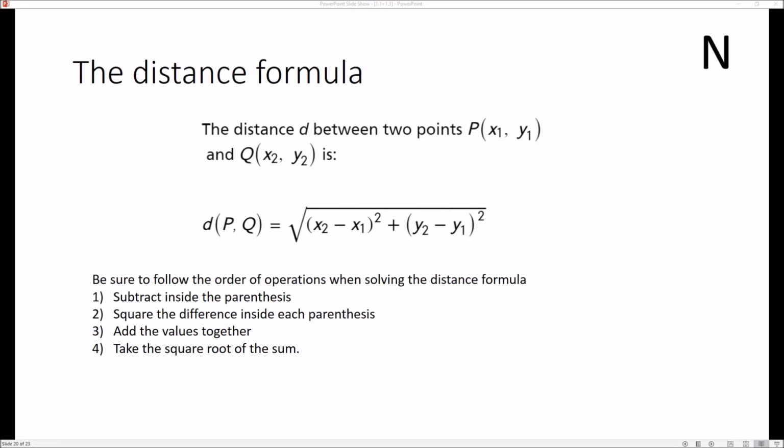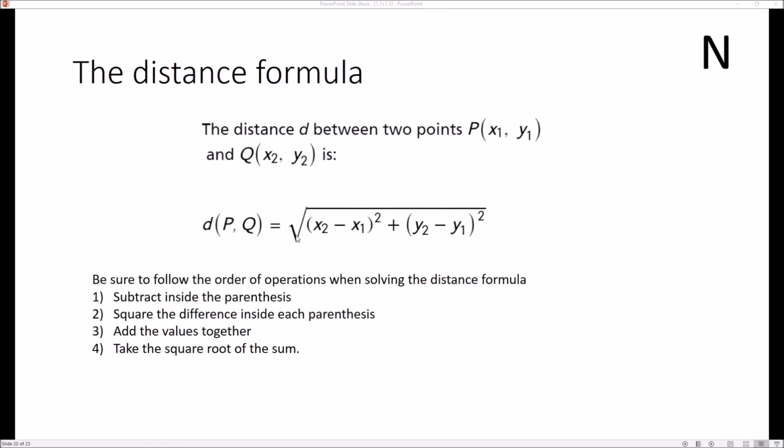Again, it involves 2 points because we're finding the distance between 2 points. We'll usually call those points P and Q in this class just to keep everything simple. Now, if you look here, this little d just means the distance between P and Q. That's how we read that.